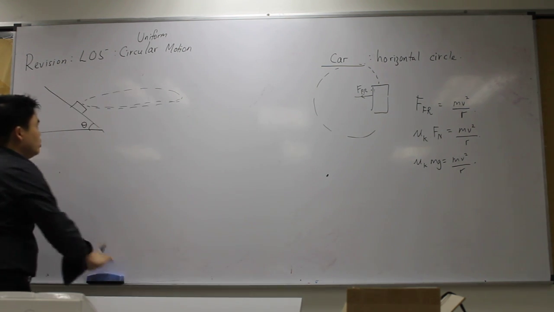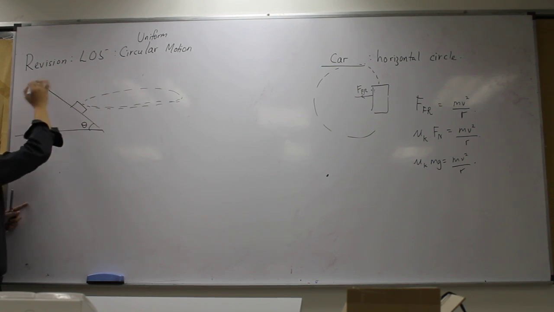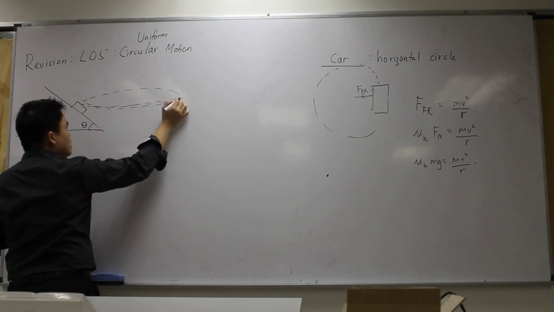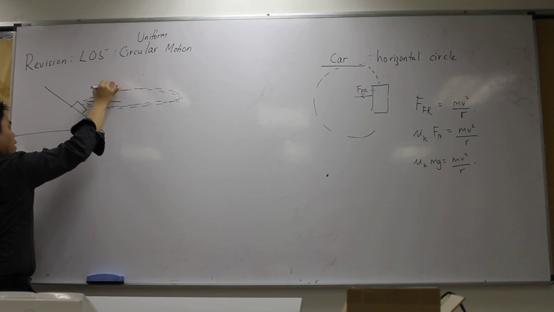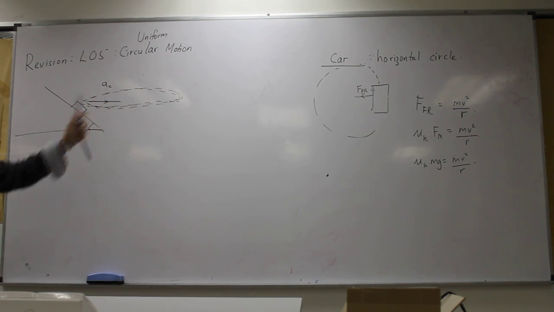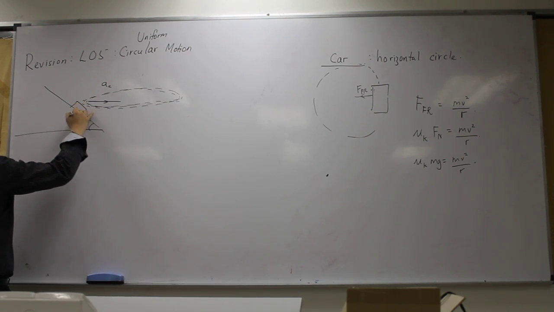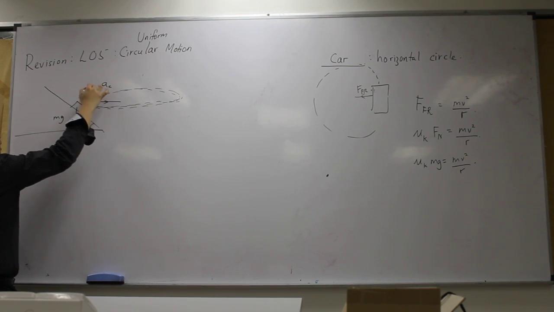So the first thing, you know that the final movement, the car is not sliding down, it's not sliding up. Second, the final movement is a circular motion, which means that there is an acceleration a_c towards the center or inward. And for this case, we need to investigate furthermore. There is mg here. There is Fn here.